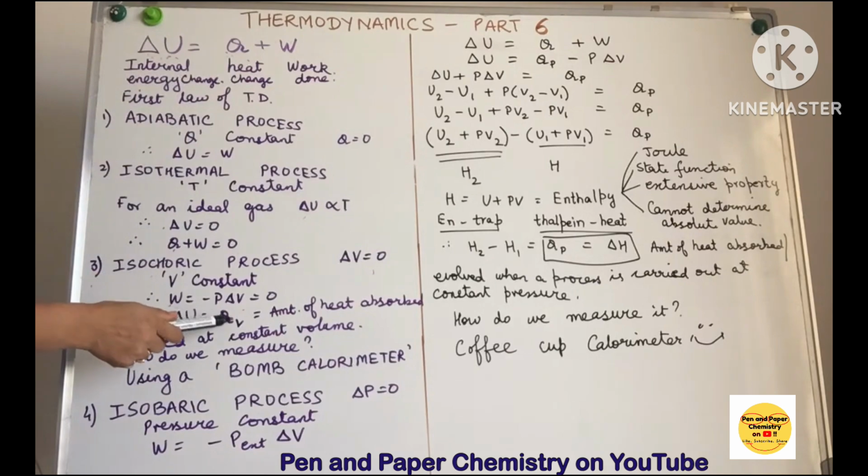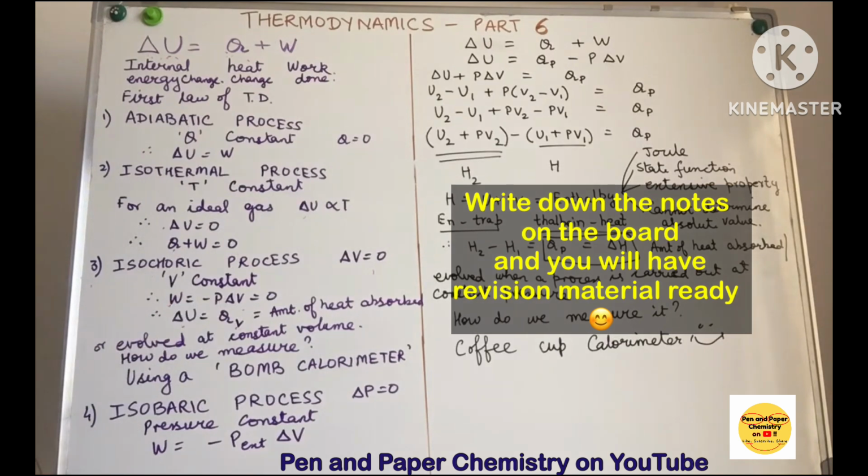Now this Q is given a subscript V. Why? Because this is the amount of heat which is being absorbed or evolved when the process is being carried out at constant volume. This is another way of defining the internal energy change, because if you remember, we had said that we cannot determine the absolute value of internal energy. It is the sum total of all the energies associated with the system.